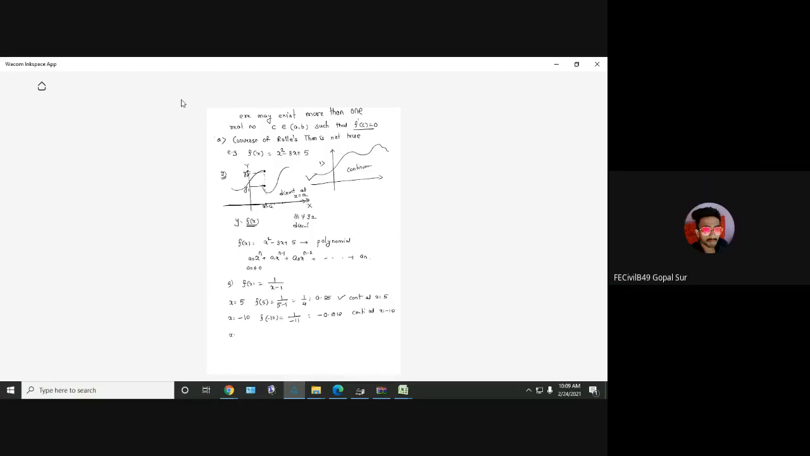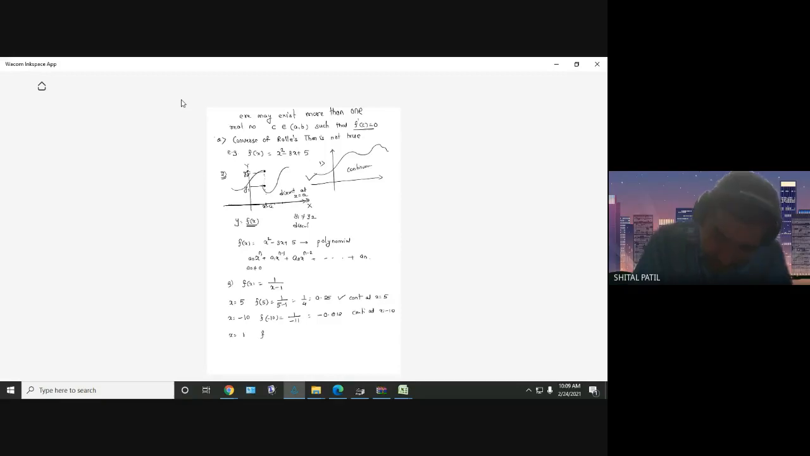X is equal to 1. Absolutely. If I take x equal to 1, tell me what will be f of 1? 1 upon 1 minus 1, 0, infinity. So, what is the conclusion? Function is discontinuous. And at what? X equal to 1.